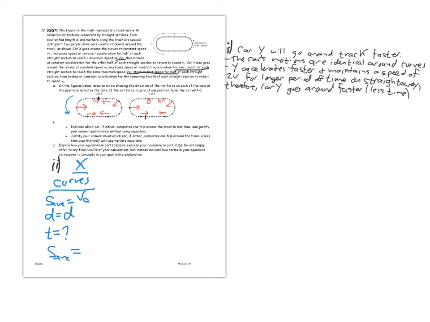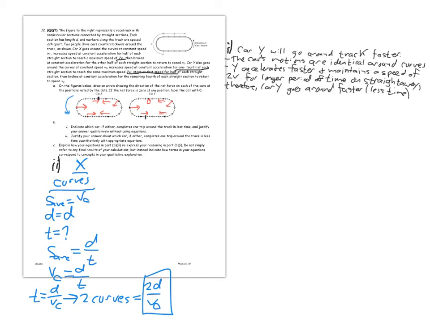So going way back to the beginning of the year, we have speed as distance over time. So vC is D over t, which means the time for one curve is going to be D over vC, which means that two curves, since we're going around the track one time, is going to be 2D over vC. So there's my time on a curve.